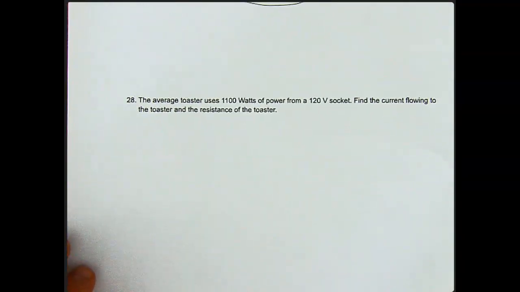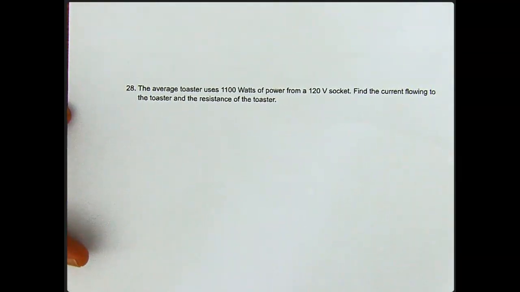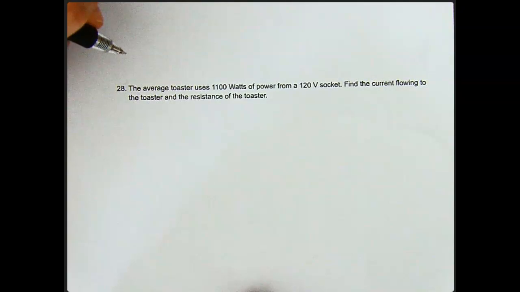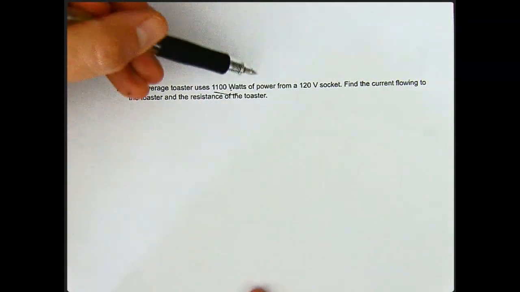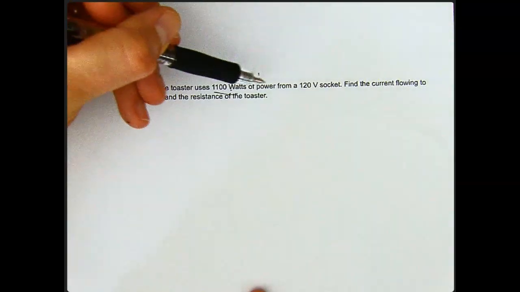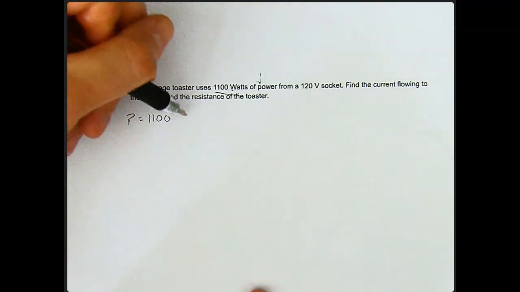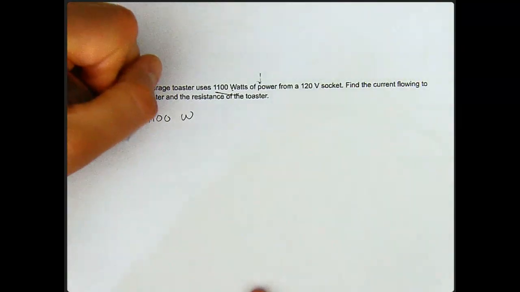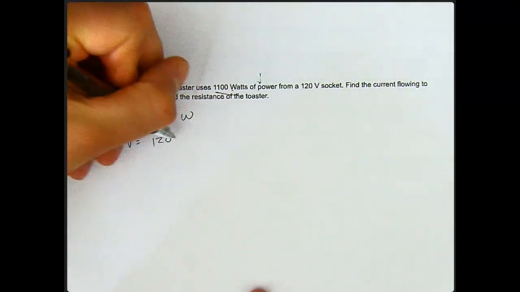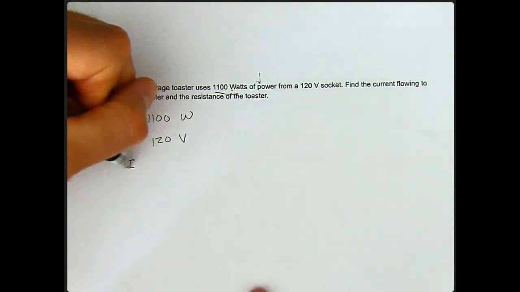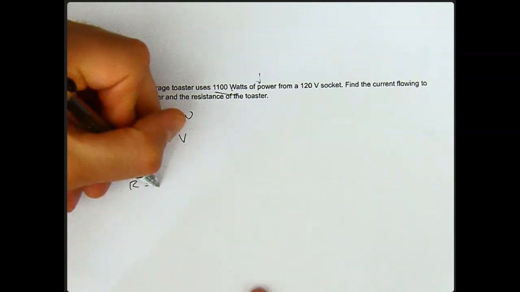All right, last one. The average toaster uses 1100 watts of power from a 120 volt socket. Find the current flowing and the resistance of the toaster. So the first thing I'm seeing is watts, and it also tells you what those units are for. The units are for power. So my power is 1,100 watts. And it tells me my voltage too. So V equals 120 volts. And it wants 2 things: we want the current and we want the resistance.